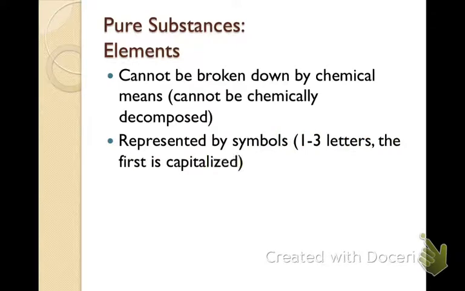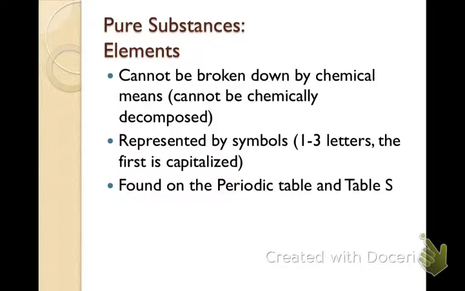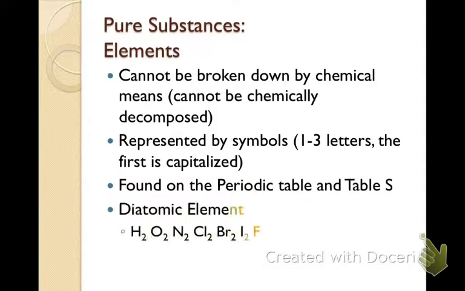They're represented by symbols, and you've seen these symbols before. They're 1 to 3 letters, and the first letter is capitalized. So helium, for example, is going to be He. Hydrogen is going to be H. Oxygen's O. And these are found in the periodic table and Table S. Some examples of things that are considered elements but are kind of out of the norm are those diatomic elements. We call them Hunkelbriefs. So it's hydrogen, oxygen, nitrogen, chlorine, bromine, iodine, and fluorine.